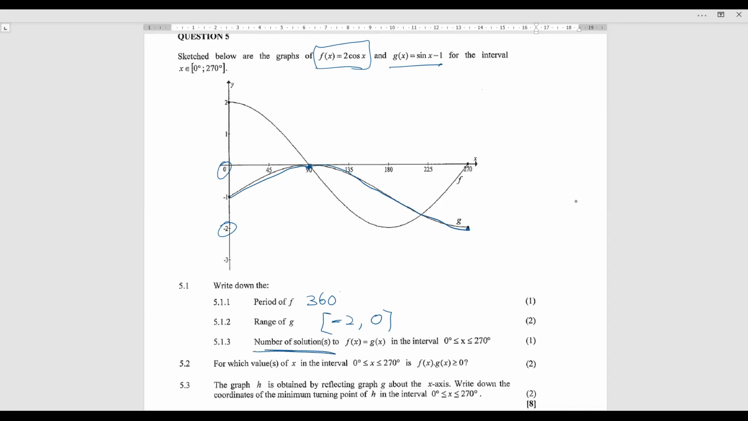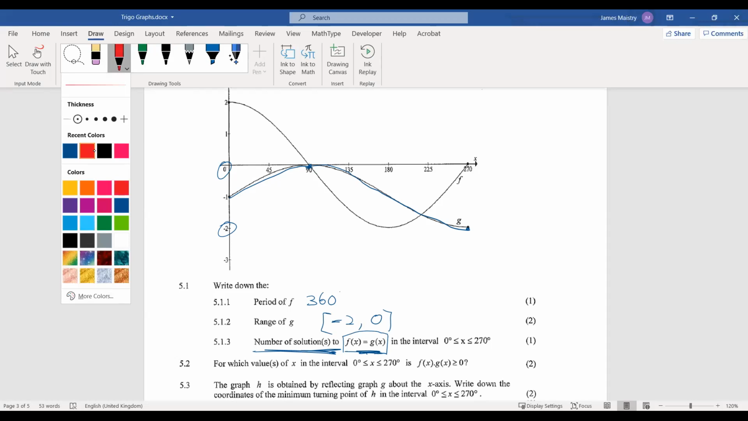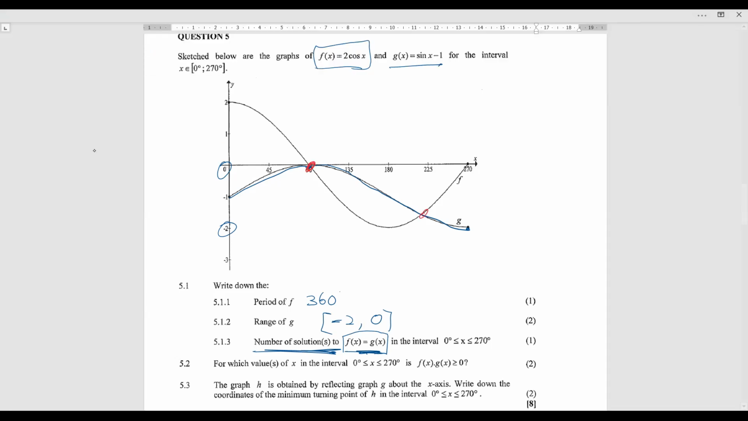They want the number of solutions that f of x equals g of x has. That means how many times do they meet in the graph that you're seeing? And if you want to work that out, they meet here and they meet here. So that answer would be 2. They meet 2 times.